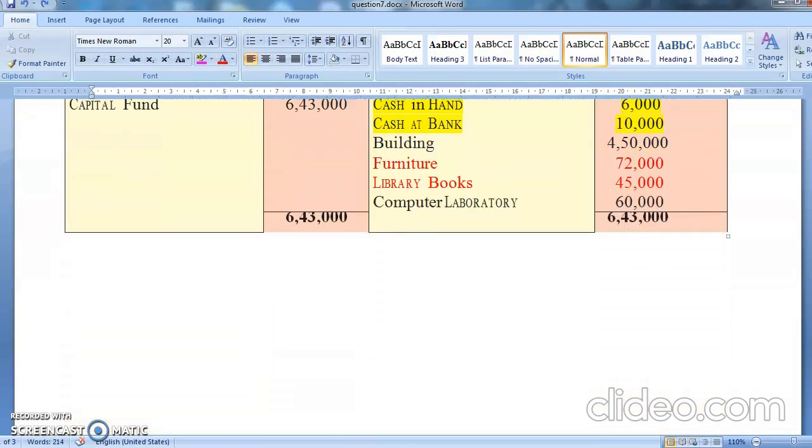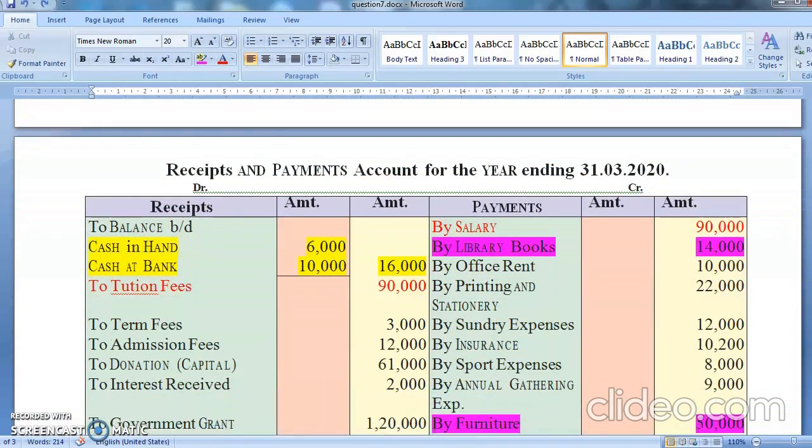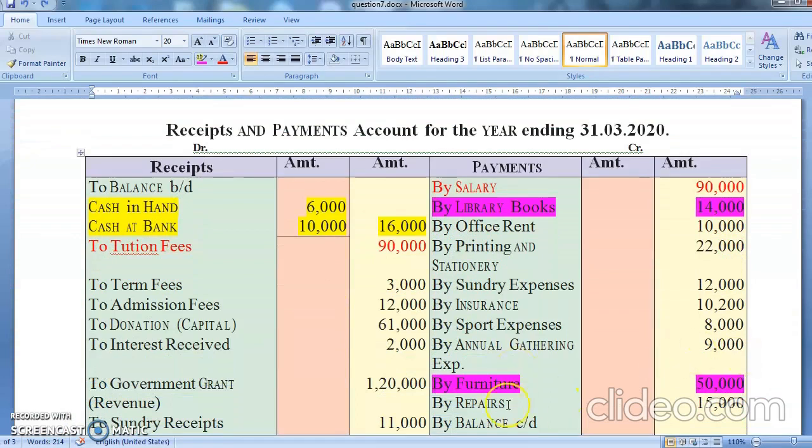Okay, now next is the receipt and payment account. You're having expenses on your credit side and income on your debit side. See, cash in hand, cash at bank, tuition fees, term fee, admission fees, donation directly written as a capital account, interest received, government grant, revenue, and general receipt.